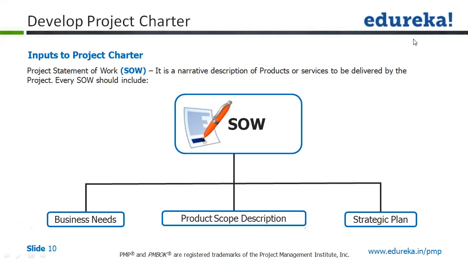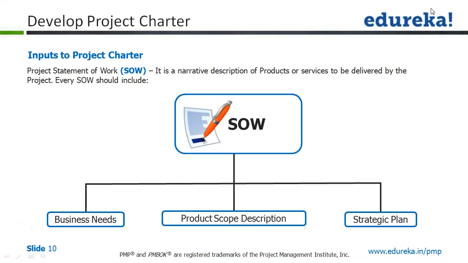So basically, a scope of work is a narrative description of the products or the services to be delivered by the project. And the scope of work should include the product scope description. The word you need to pay attention to is product scope description. So don't get confused with project.